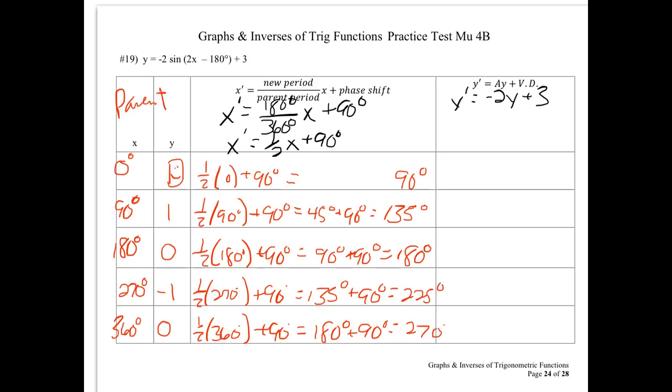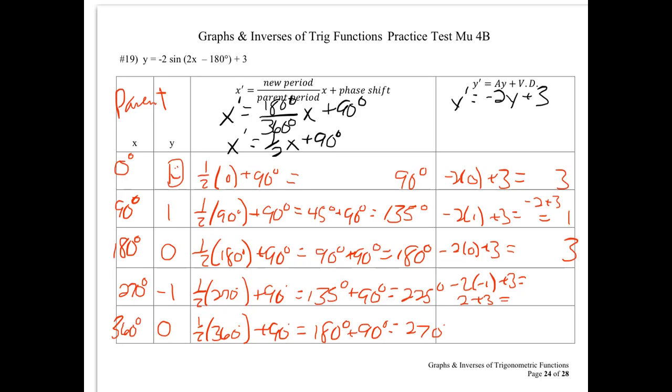Find our new y values. We multiply them by -2 and then add 3. So we have -2 times 0 plus 3, which is 3. Next we have -2 times 1 plus 3, which is -2 plus 3, which is 1. Next we have -2 times 0 plus 3, which is 3. Next we have -2 times -1 plus 3, which is 2 plus 3, which is 5. And then finally we have -2 times 0 plus 3, which is 3.